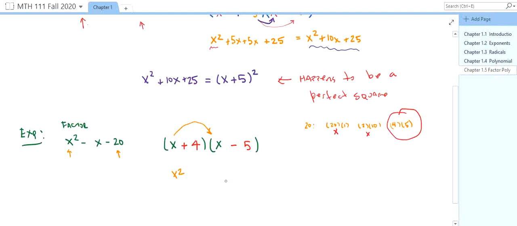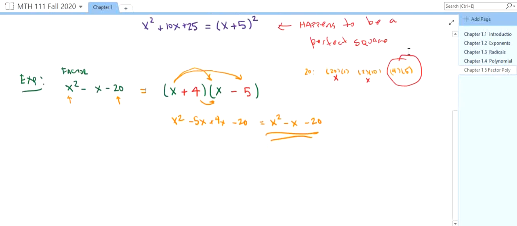So 4 times negative 5 is negative 20. That's good. X times minus 5 is minus 5x. 4 times x is plus 4x. And we already did everything else. So this equals x squared minus 5x plus 4x, which is minus 1x, or minus x, minus 20. And there we go. Now notice the factors of this are not a perfect square like the above. They're two different factors. So you can have that possibility.